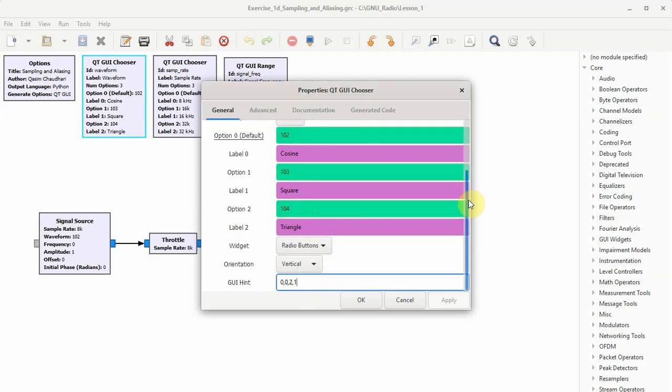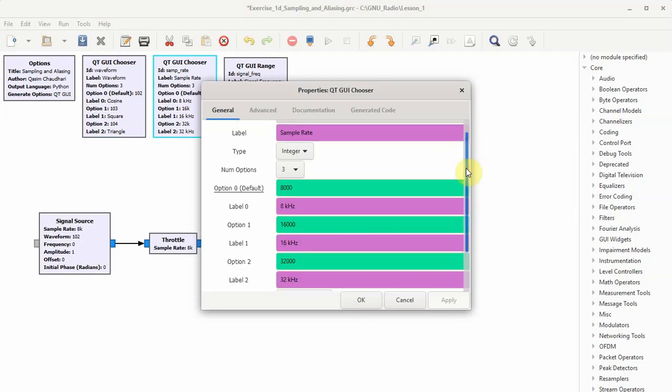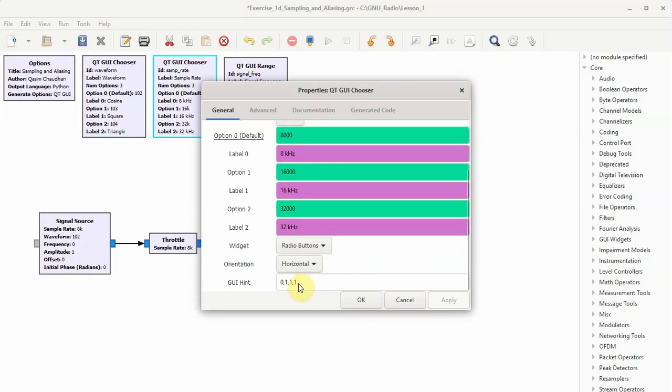The Qt GUI hint basically tells us that we can leave the space blank, but then it's at the discretion of the program to display the windows in different places. Once we choose this, it's a matrix kind of option. So 0, 0 is the position, 2 is the number of rows, 1 is the number of columns. This is the sample rate. One interesting thing is that the GUI hint is 0, 1, so it's in the first row and the second column, and it only spans one row and one column.